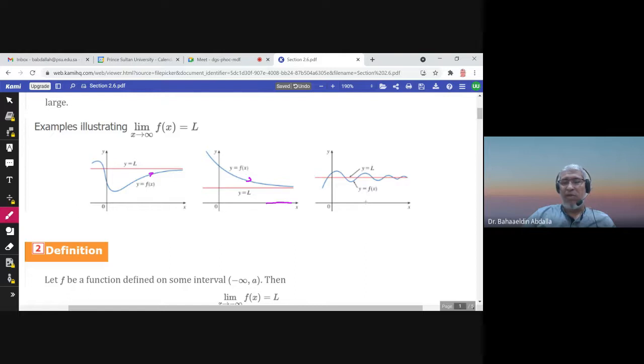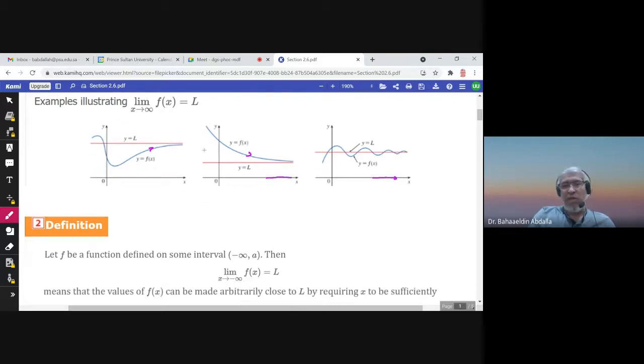Here, as x approaches infinity, the function comes closer to the line y equals capital L. Now look at this graph. As x approaches infinity, this function goes below and above the line y equals capital L, but every time it becomes closer from below and from above. So at the end, it becomes very close to the line capital L. All of these three graphs mean the limit of f of x as x approaches infinity is the number capital L.